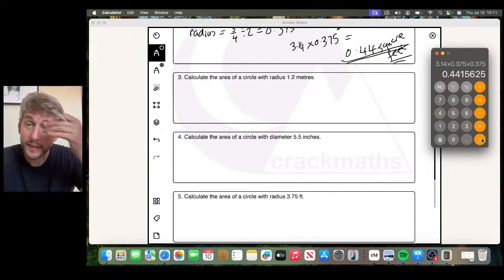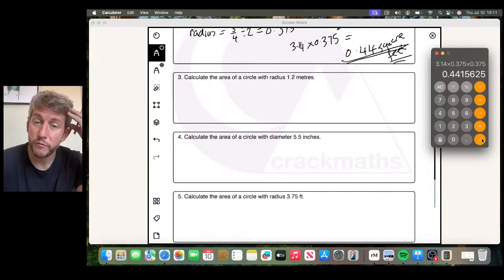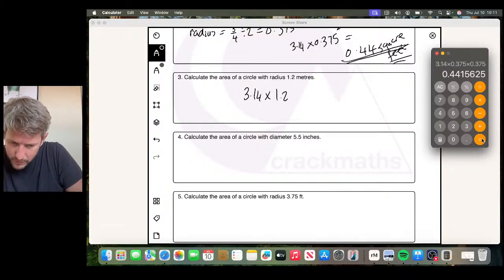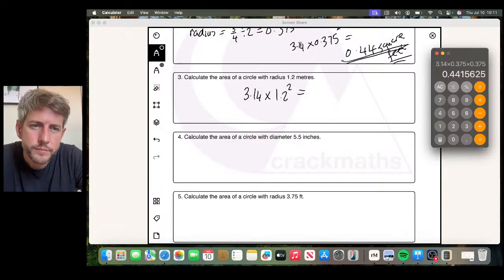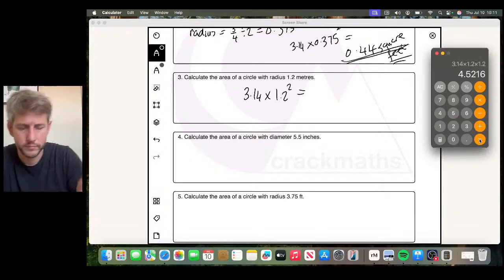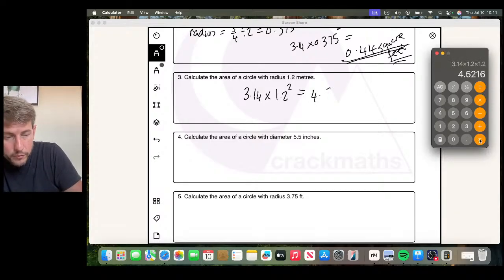Question 3. Calculate the area of a circle with radius 1.2 meters. So that's going to be 3.14 times 1.2 squared. Okay, that's going to be 4.5216, which equals 4.52 meters squared.